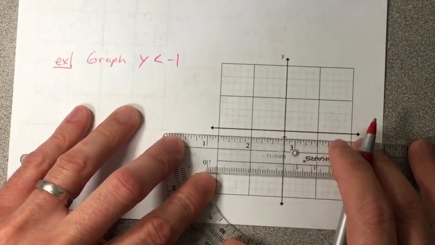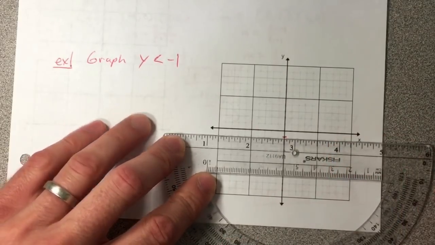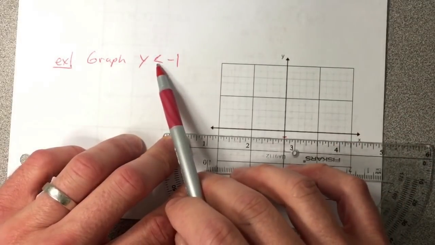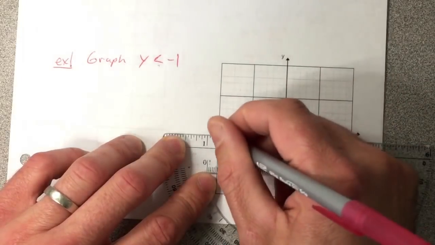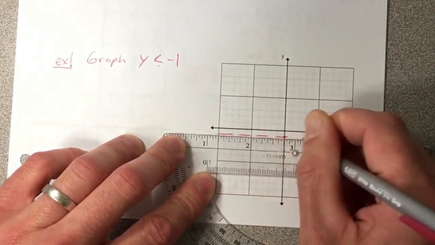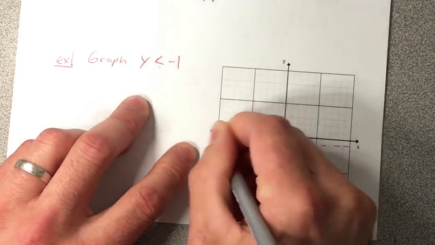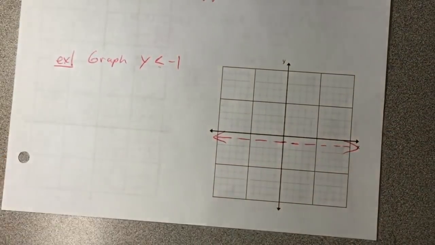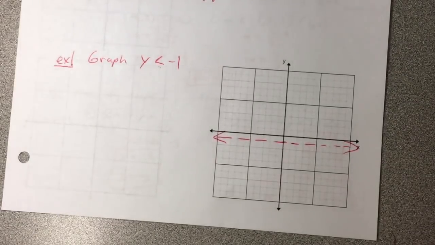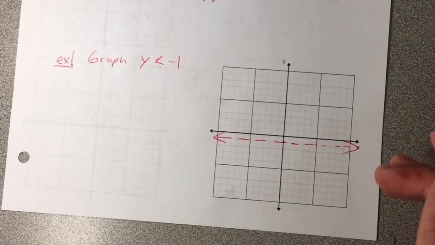Now here's the thing. We got to decide, is this going to be a solid line or dashed? Well, because it can't be equal to it, we got to dash that thing. Well, I kind of messed up, but you get the idea. Put arrows on there. It's important to put arrows. And then I said shade accordingly.